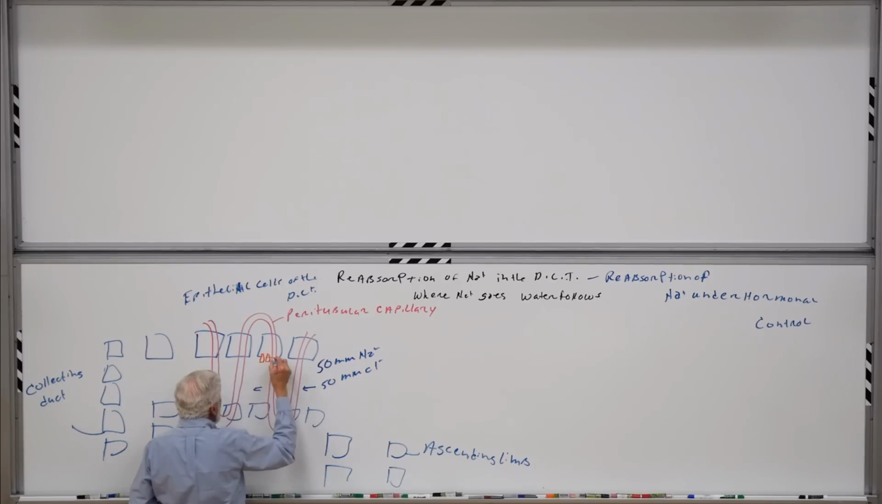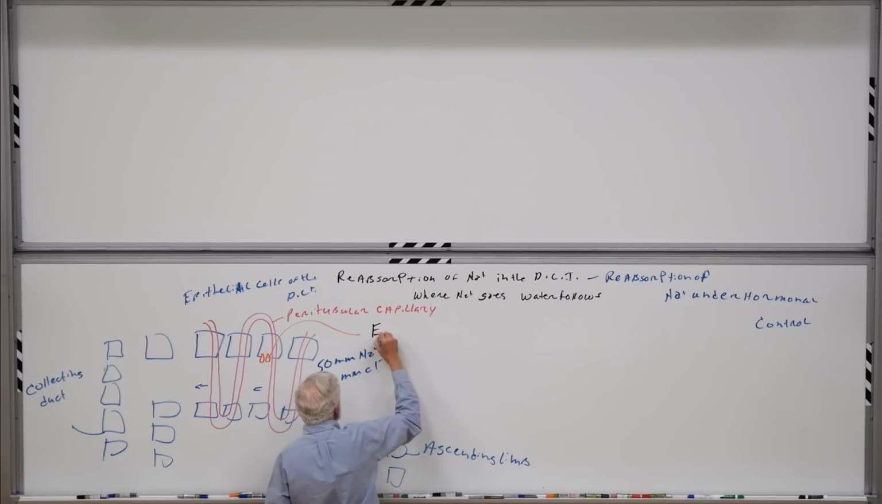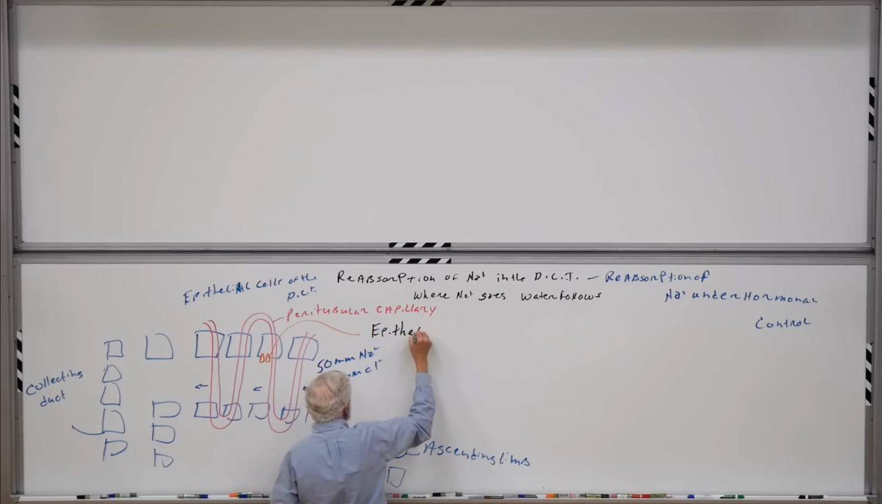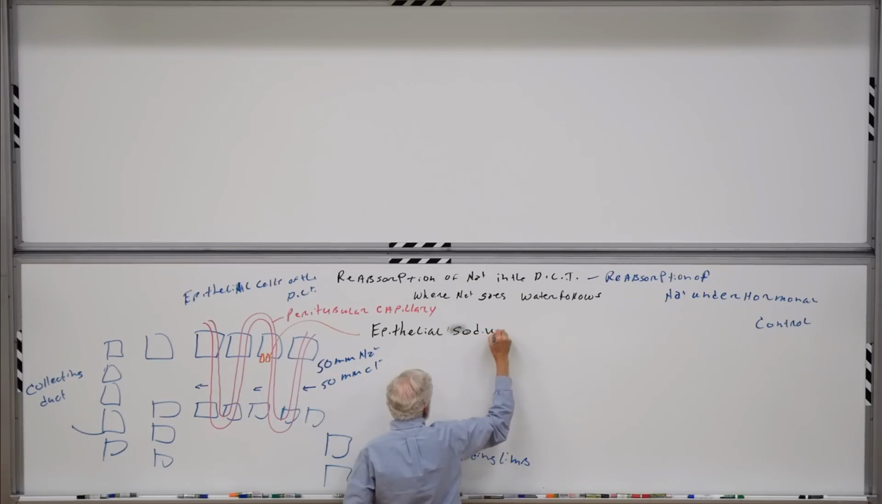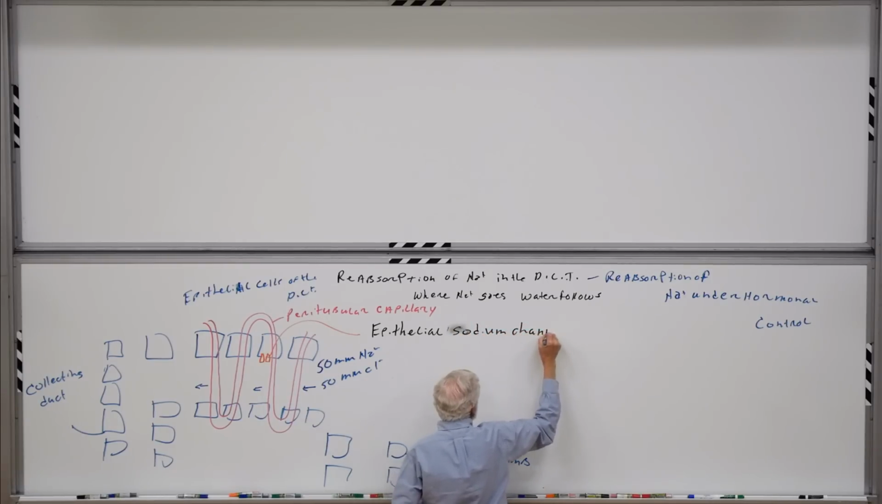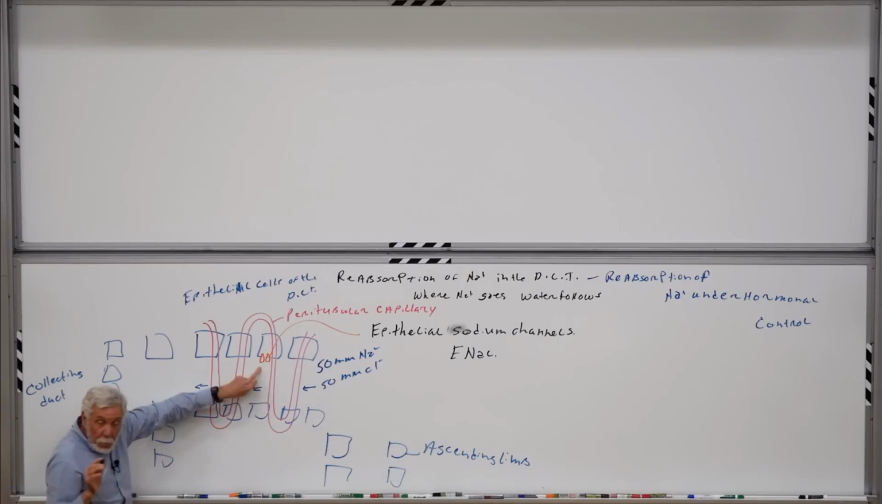Now, the first player here, I'm going to put this one in orange, is that out here on the apical membranes are these molecules known as epithelial sodium channels. We abbreviate these as ENaCs. The ENaCs are simply sodium channels located in the apical membranes.